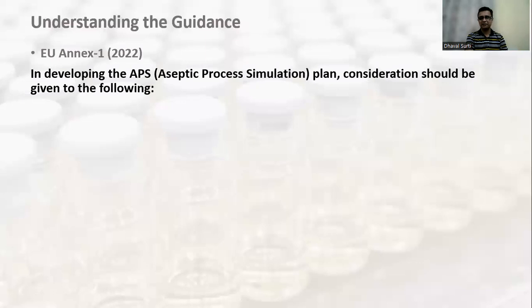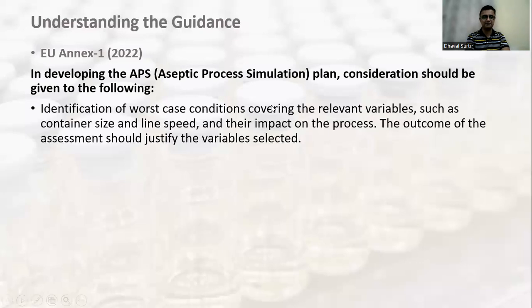So coming to Annex 1 again, this is the revised Annex 1. What is the revised Annex 1? It was revised recently in August, and it gives very clear guidance on what is to be done in terms of various activities, including media fill in the aseptic process simulation. In developing the APS plan, the aseptic processing plan, consideration should be given to the following points. What are those points? Let's understand.